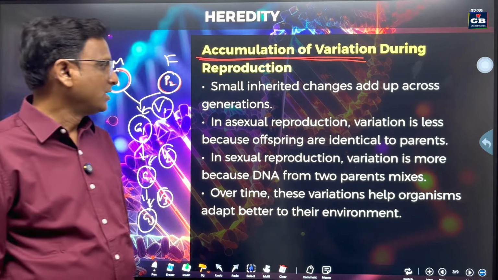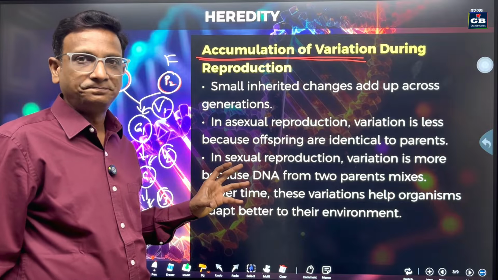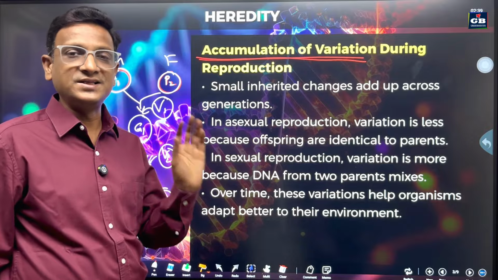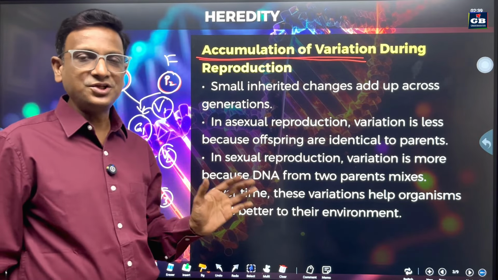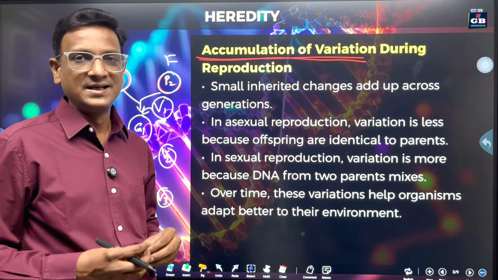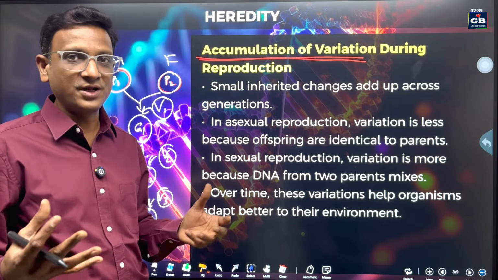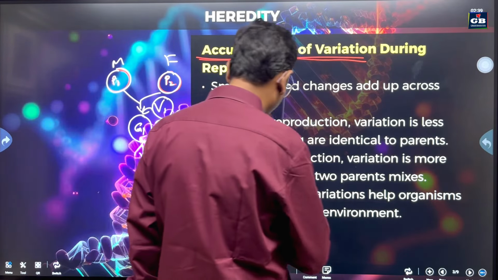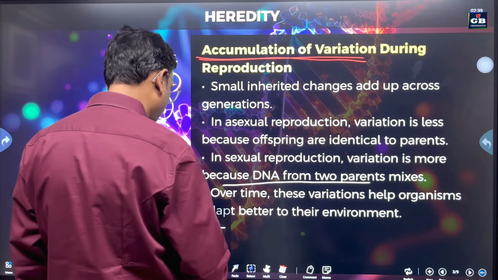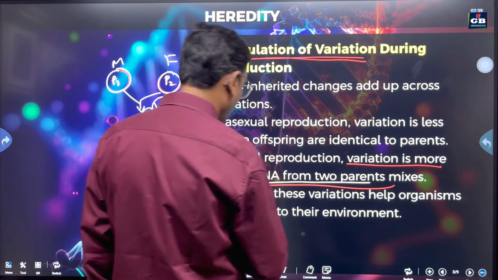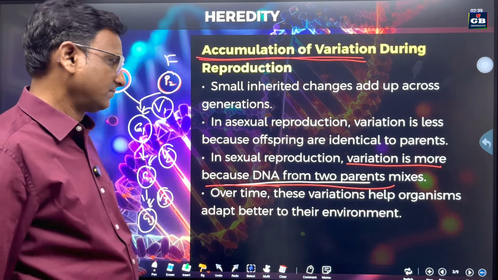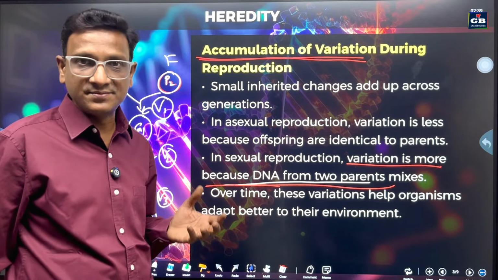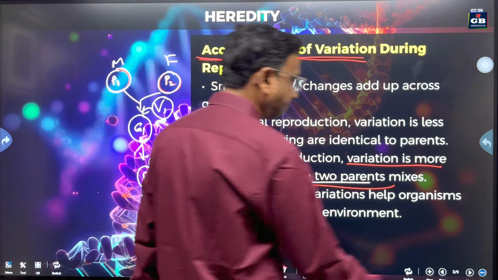Right, children? The variations are not the same in sexually reproducing and asexually reproducing organisms. In asexual reproduction, the number of variations is less compared to sexual reproduction, because in sexual reproduction DNAs are recombining. That is the reason there is more chance of variations. So in sexual reproduction, variation is more because of DNA from two parents. These variations, I already told you, help the organisms in their survival and evolution.